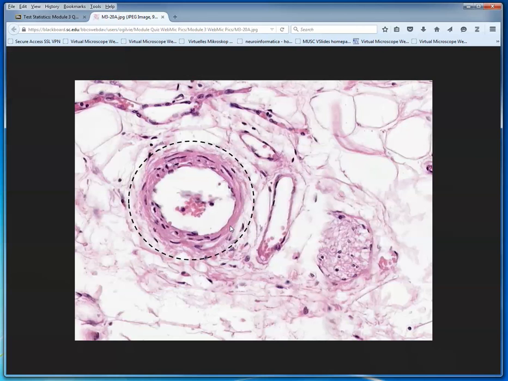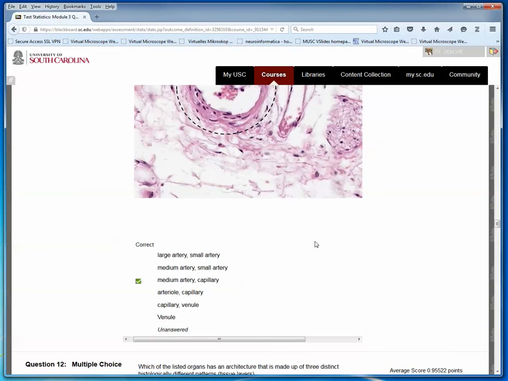So what two vessels does that transport blood between? Well, the muscular artery comes into this and goes out and feeds capillaries. So the correct answer would be medium artery or muscular artery, and a capillary.